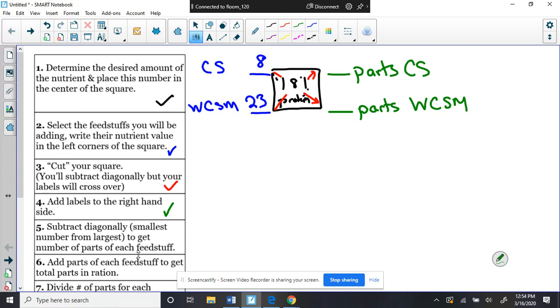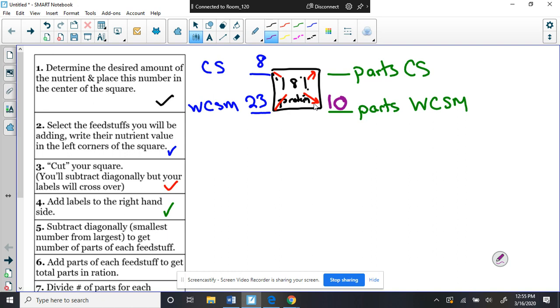Step number 5 says that we're going to subtract diagonally, smallest number from largest, to get the number of parts of each feedstuff. So what does that mean? It means that we need to follow these arrows that we put in step number 3. So first, let's change my color to a nice purple over here. We're going to subtract diagonally. I'm going to start with my 8 up at the top. 18 minus 8 is going to give me 10.